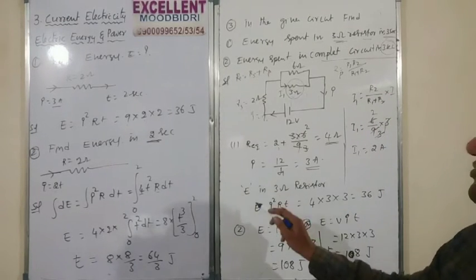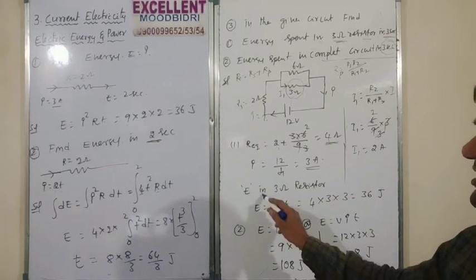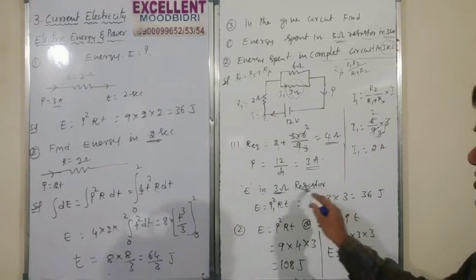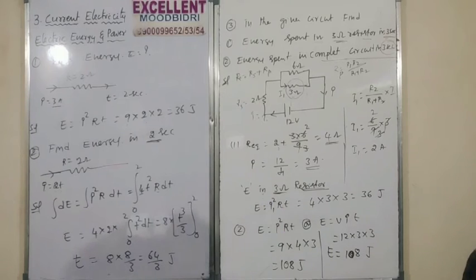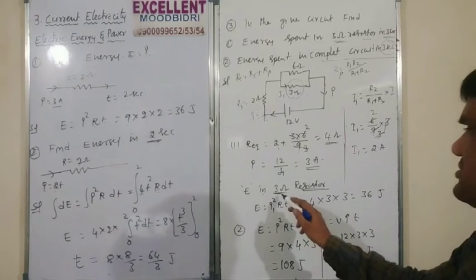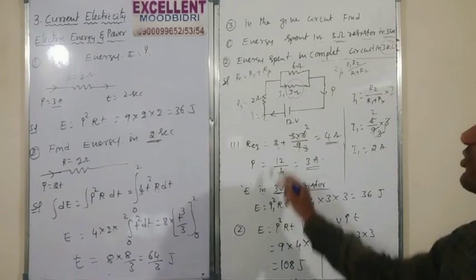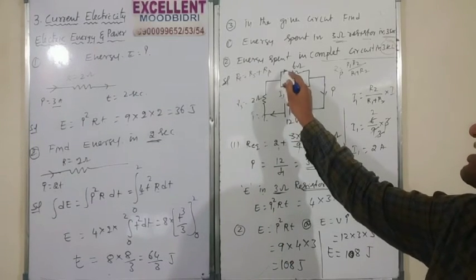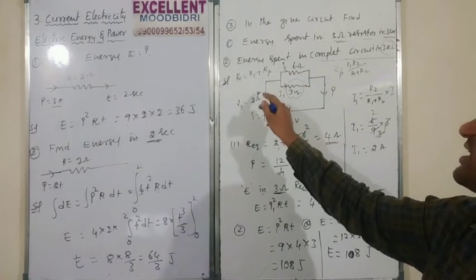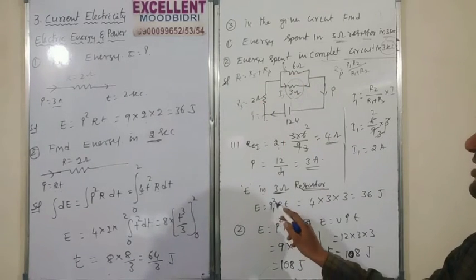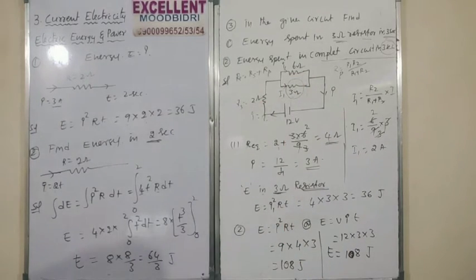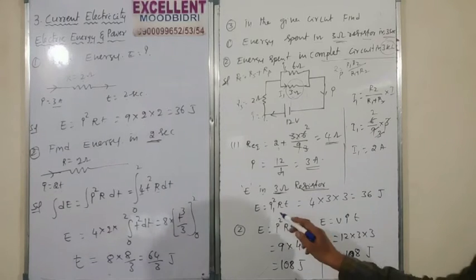The question is asking first, what is the energy in the 3 ohm resistor. E means energy, not EMF. So the formula: if I take this as I1, this as I2, and this as I, then E is equal to I1 square into R into T, we know the formula. So I want I1.